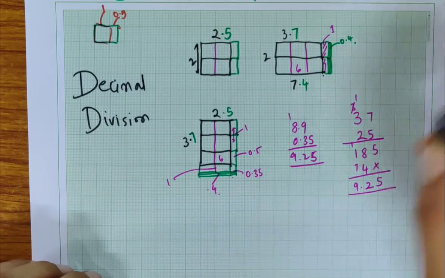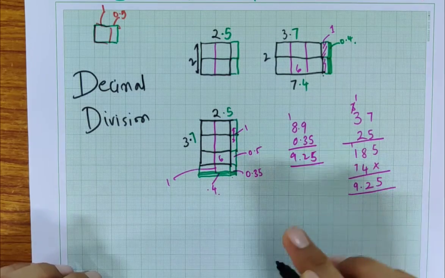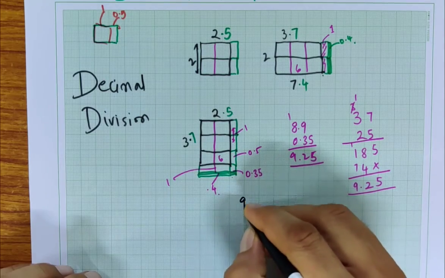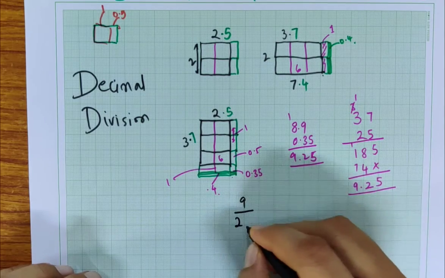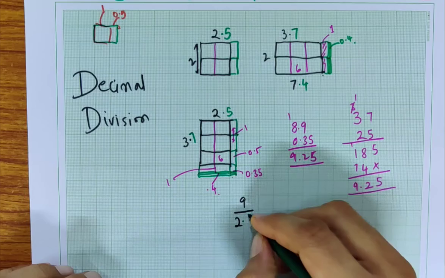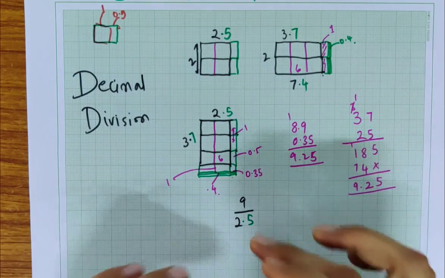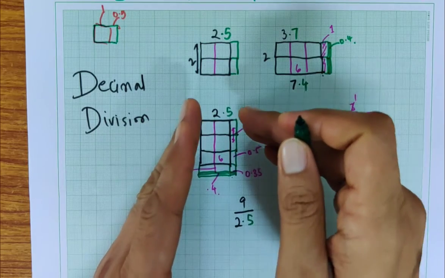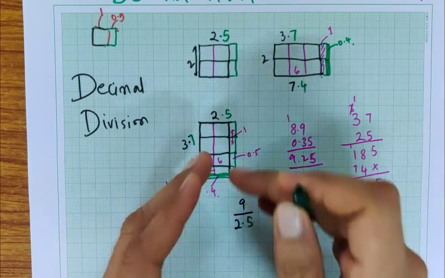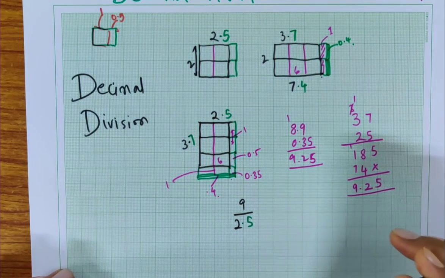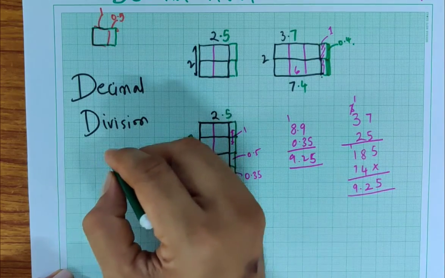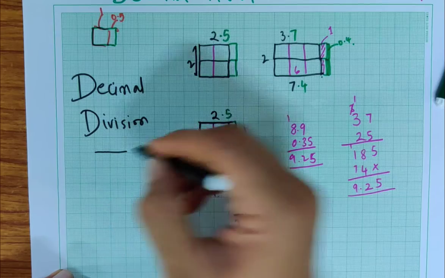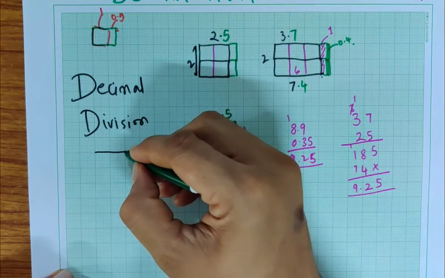So if I say, instead of let's say 9.25, I take 9. So my question is, what is 9 divided by 2.5? So how many 2.5s, like with the right side of 2.5, how many squares will I fit till I get to 9? The total area of 9. Okay. So I have 2, 2.5, I have 0.5.